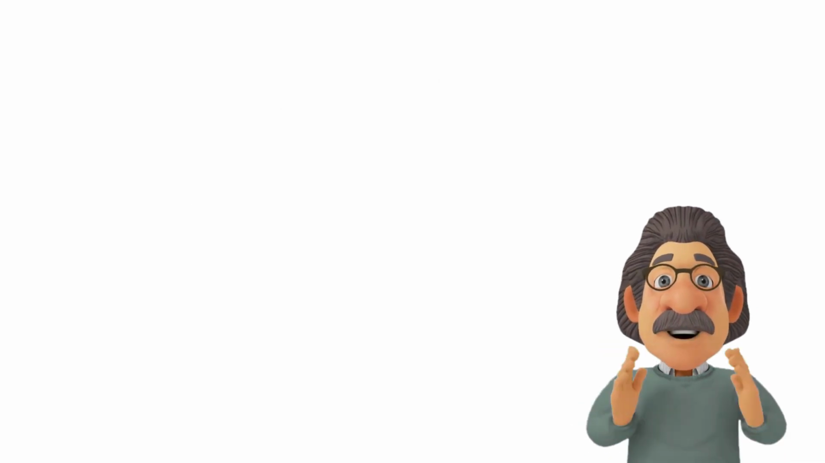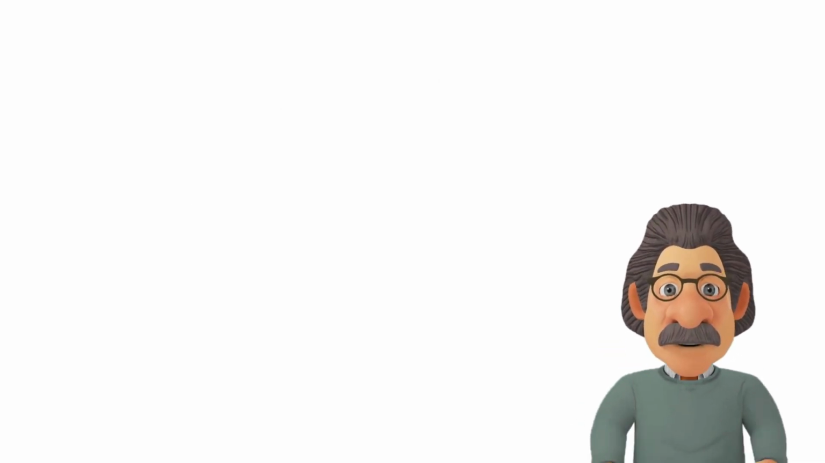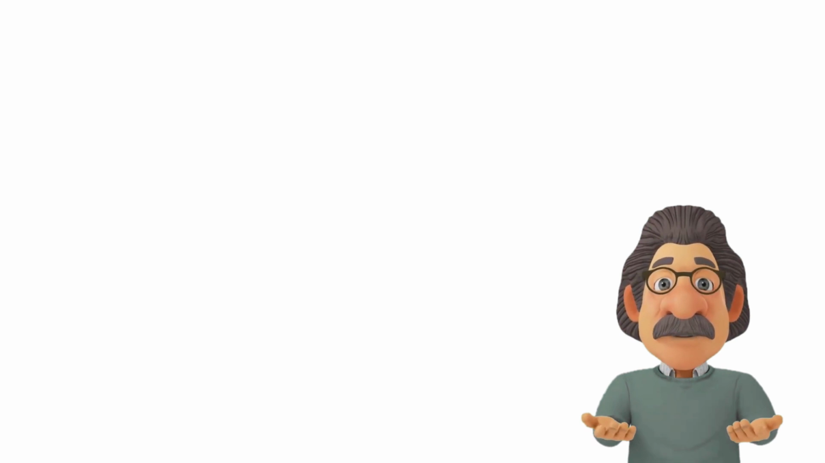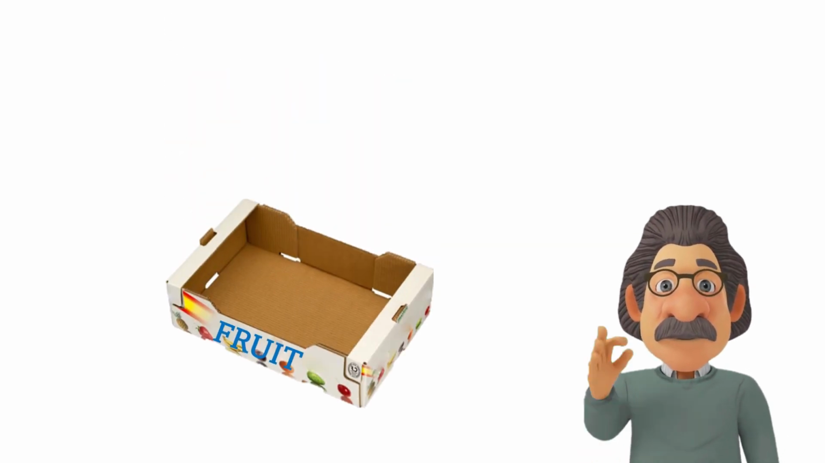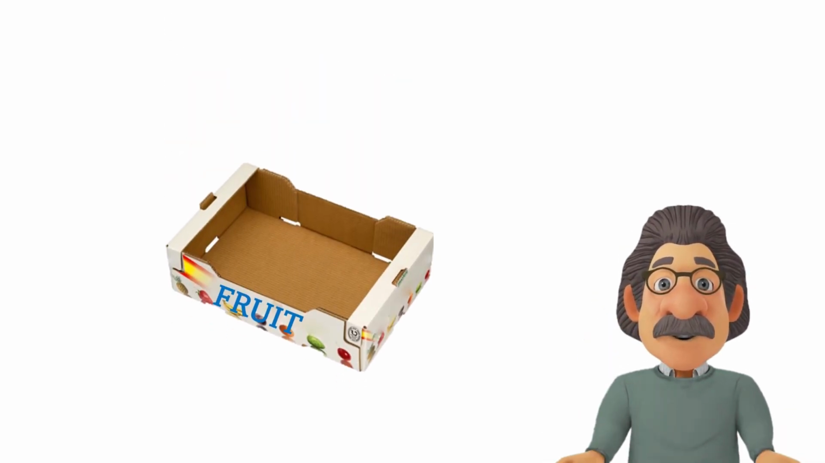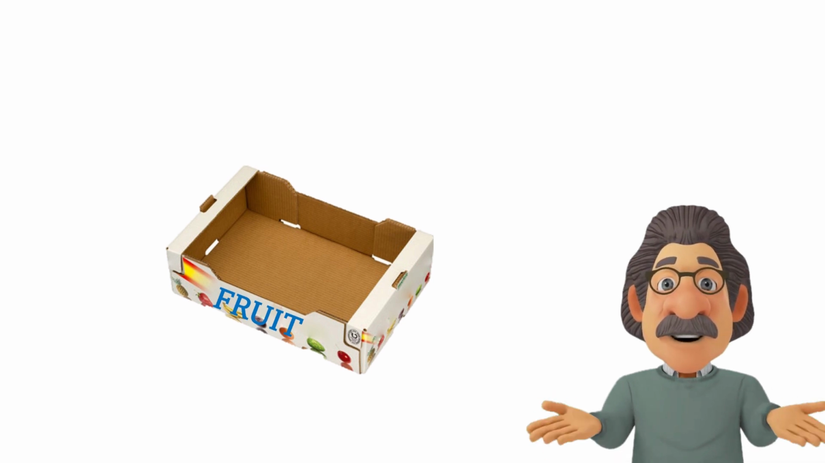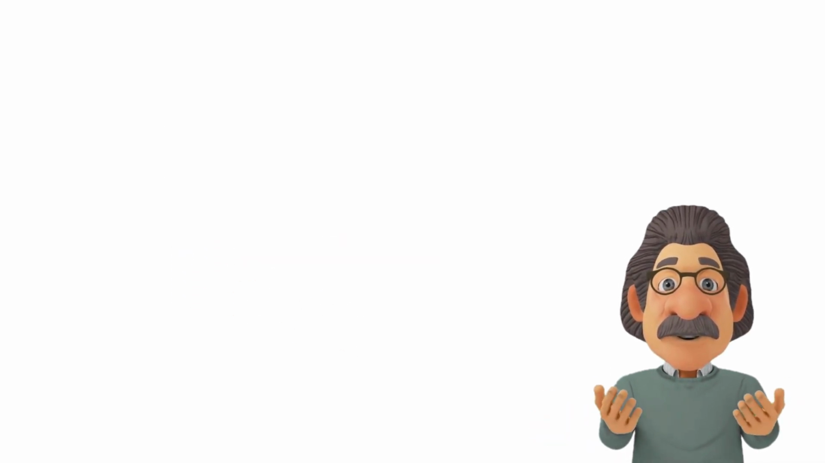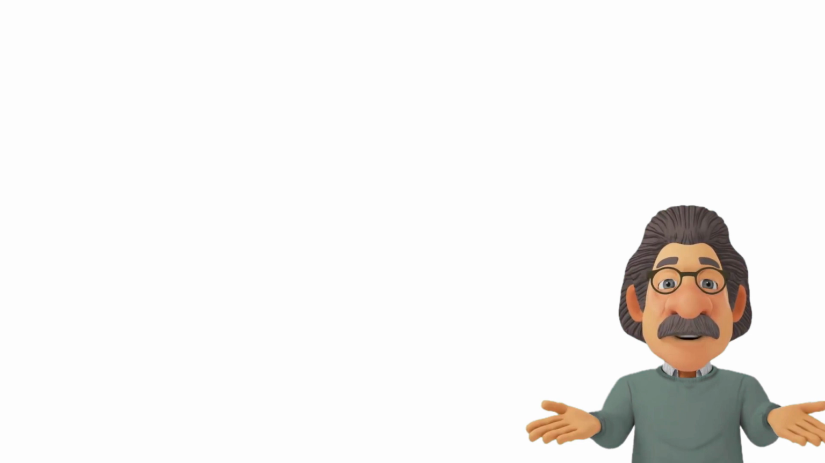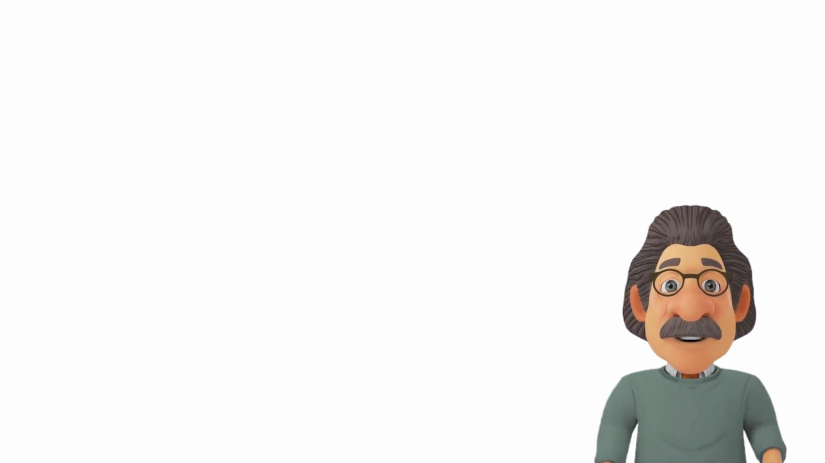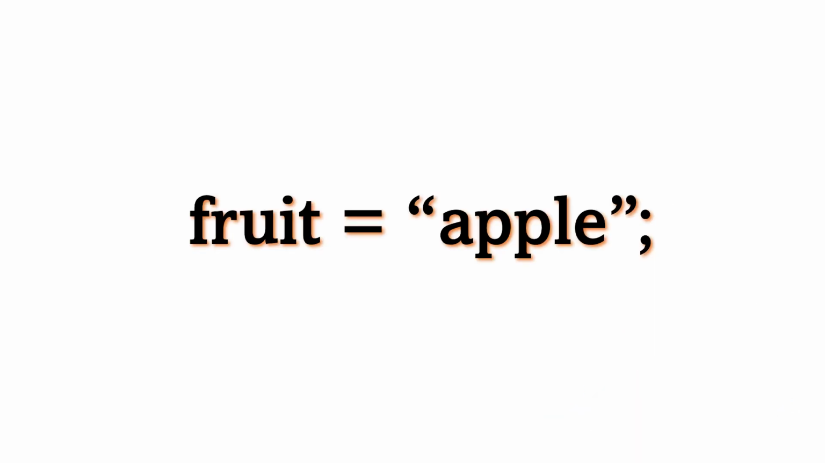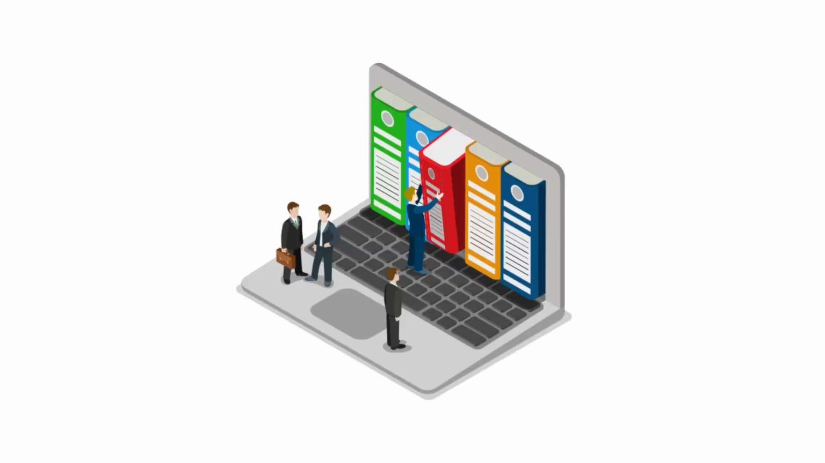Here's an analogy to help you understand the concept of variables as a box. Imagine you have a box labeled fruit. You can put different fruits like apples, oranges, or bananas in the box. In programming, you would define a variable called fruit and assign a specific value to it. For example, fruit is assigned the value apple.